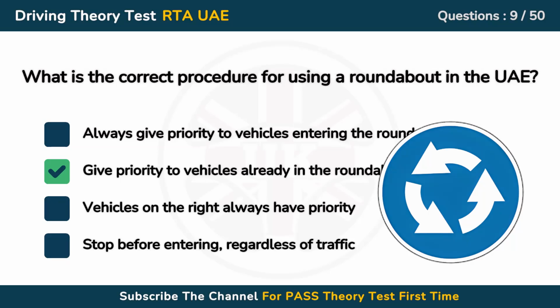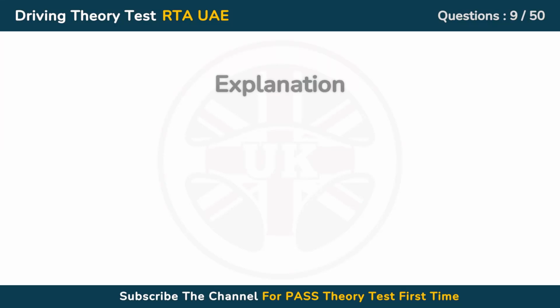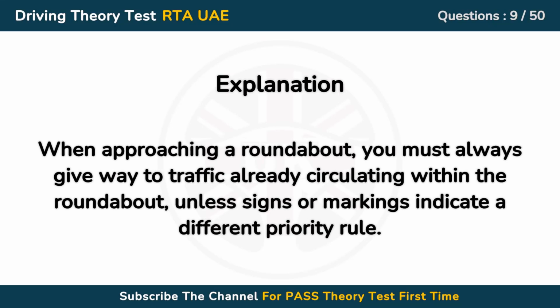Answer is B. Give priority to vehicles already in the roundabout, then enter. When approaching a roundabout, you must always give way to traffic already circulating within the roundabout, unless signs or markings indicate a different priority rule.